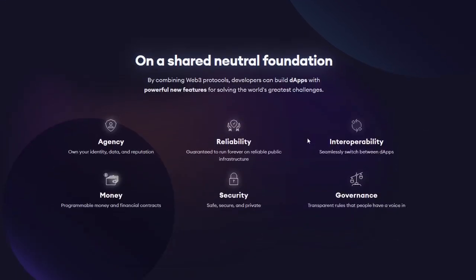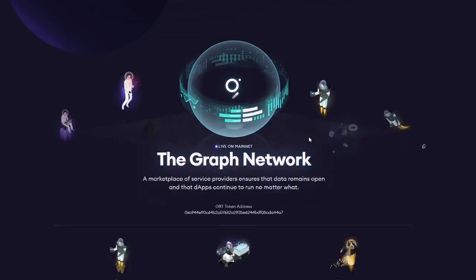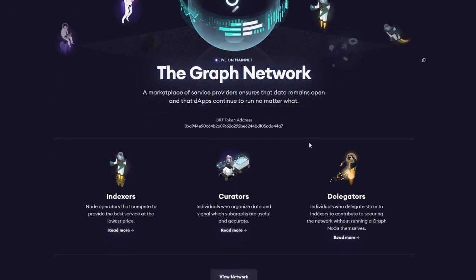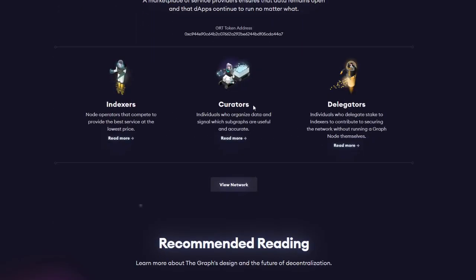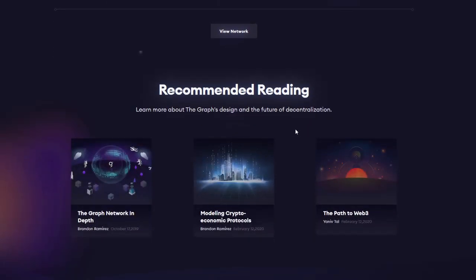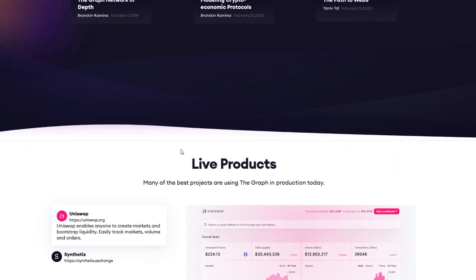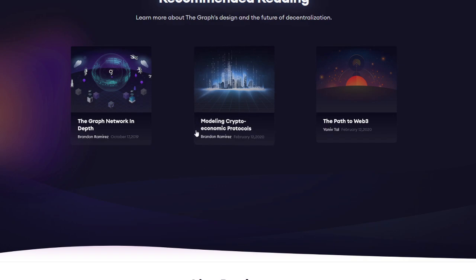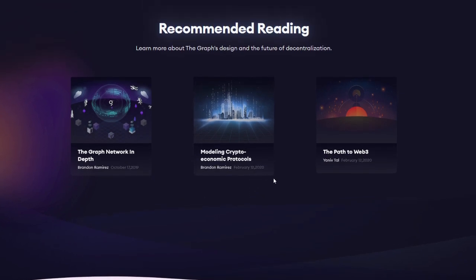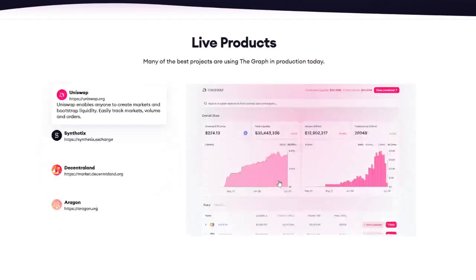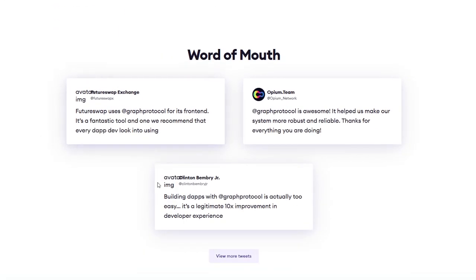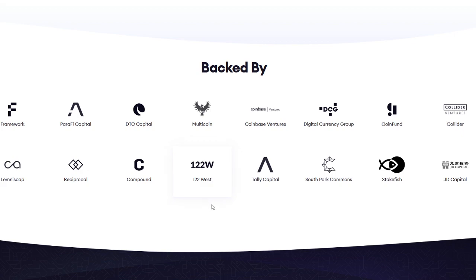We're not going to go too into detail because we do talk about The Graph quite a bit. The Graph network is live on the mainnet. We do have indexers, curators, and delegators, and you can read all about that as well. They do have a recommended reading section. I would suggest doing your own research, not using the recommended reading. It does maybe teach you more about what The Graph is trying to do, but you want to get an unbiased opinion on The Graph, not just read exactly what they have to offer on their website.